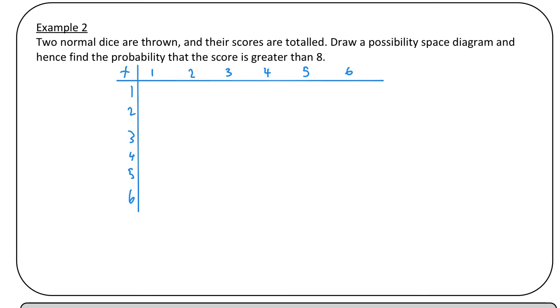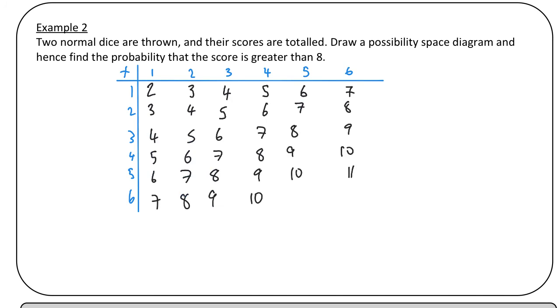Now since we're adding the score on each dice, we can complete the table in this way. So if we rolled a 1 and a 1, that would give a score of 2. A 1 and a 2 would give a score of 3. A 1 and a 3 would give a score of 4. A 1 and a 4 would give a 5. A 1 and a 5 would give a 6, and a 1 and a 6 would give a 7. A 2 and a 1 would give a 3. A 2 and a 2 would give a 4, up until we get the table completed. So then the 6 and the 5 is an 11, the 6 and 6 is 12.